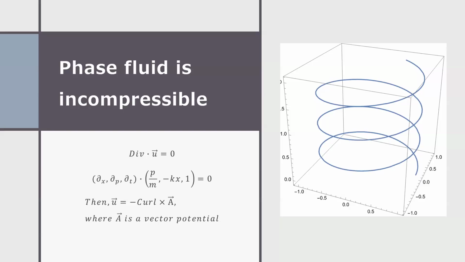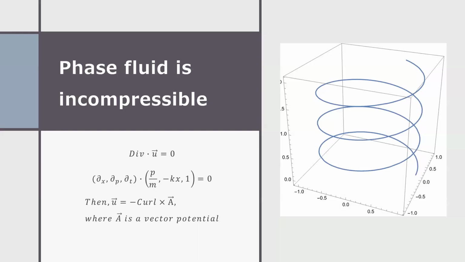Now, since the phase fluid is incompressible, the divergence of this flow is 0, okay? And just writing that out, we get partial by x, partial by p, partial by t, dotted into p over m, minus kx, and 1. That has to be 0 by definition, okay? But here comes the vector potential. That means that by a simple sleight of hand in vector calculus, u, that vector, has to equal the negative of a curl of something. Call it the A vector, okay? And A is a vector potential.